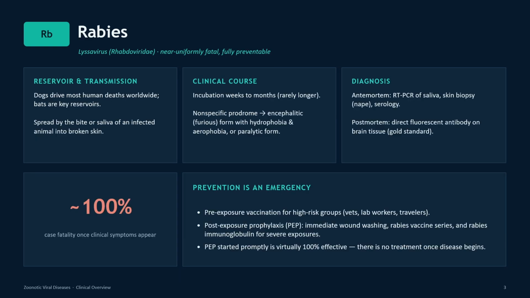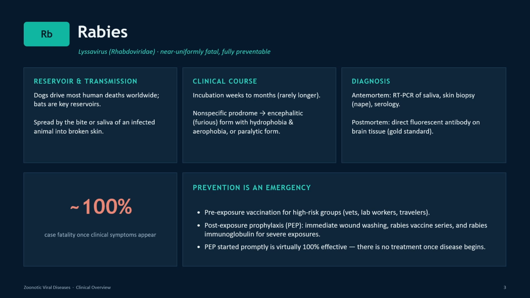Rabies is the one I never want you to forget because it's almost always fatal, but almost always preventable. Worldwide, most human deaths come from dog bites, though bats are a major reservoir too. Bats are the major reservoir in the U.S. The virus travels along nerves to the brain, which is why incubation can take weeks to months. Patients start with vague symptoms, then develop the classic furious form, agitation, and that striking fear of water and air.